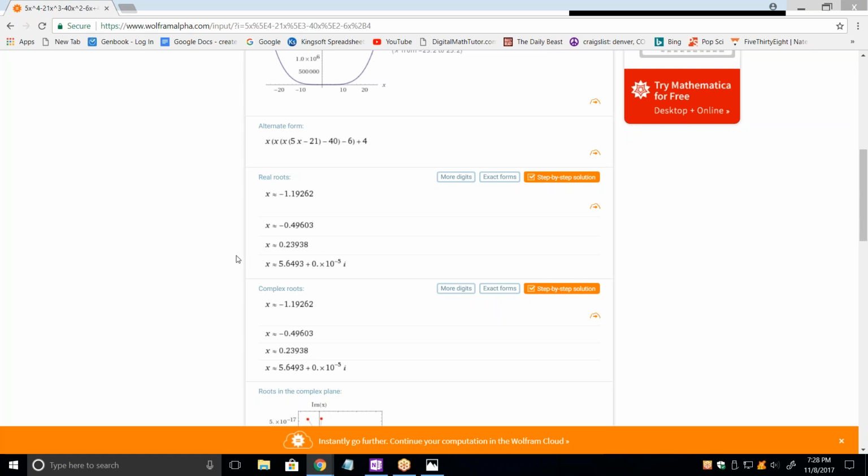What is this, a 4th degree? Why do we have only one imaginary solution? I don't understand their answers here. Okay, so the real roots, there should be 2 roots and 2 imaginary roots. I can't find the 2 imaginary roots. Maybe they expect you to. That's weird.